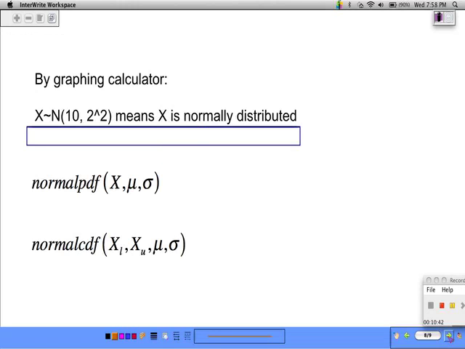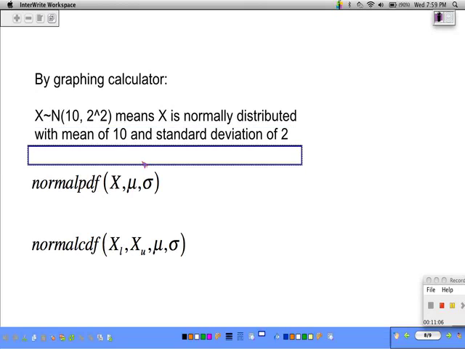On the graphing calculator, we can use these two notations, the normal PDF and the normal CDF. Using this distribution notation that we've seen with the discrete random variables, we can say that X is normally distributed with those two parameters. The mean is 10, the standard deviation is 2. What we're putting in the parentheses is the mean and the variance in this notation. In the calculator, we would put in the random variable that we're looking at and the mean and the standard deviation, or if we have a lower limit and upper limit.